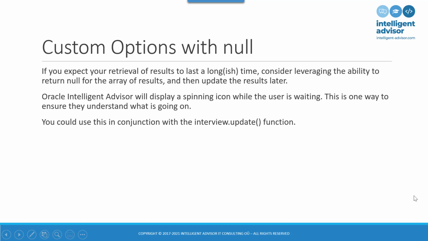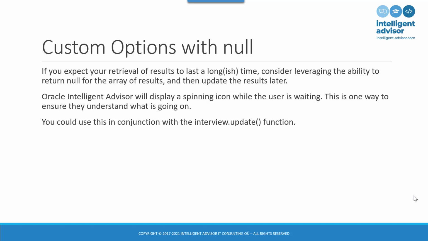The fourth scenario we're going to look at is the idea of using custom options with returning null. It may be that your retrieval of results takes a long-ish time. So what you don't want to have is the user just sitting there wondering what's happening. You have different ways of doing it, I suppose. You could use a traditional JavaScript spinner, so that if you were doing an interview fetch, for example, and you were recovering a promise, so you didn't know how long it was going to take, maybe you would display the typical JavaScript spinner while the promise is resolving.